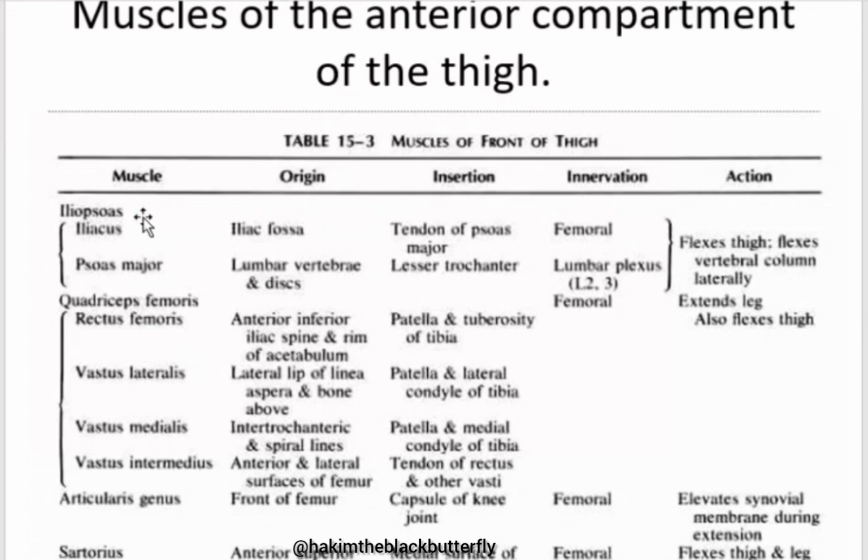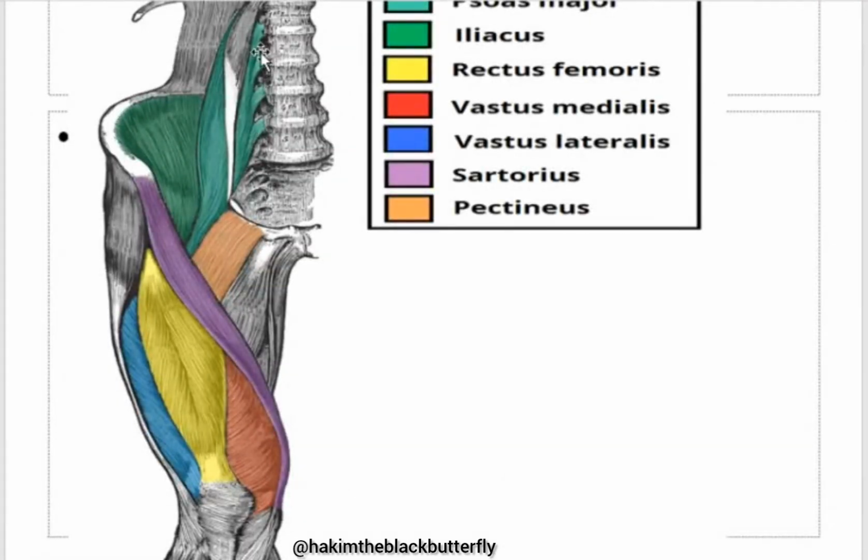The muscles of the anterior compartment of the thigh are as follows. This muscle, known as iliopsoas, is made up of two: a muscle known as iliacus, and a muscle known as psoas major. Let me show you that. Psoas major originates from the lumbar vertebrae, and iliacus originates from the iliac fossa.